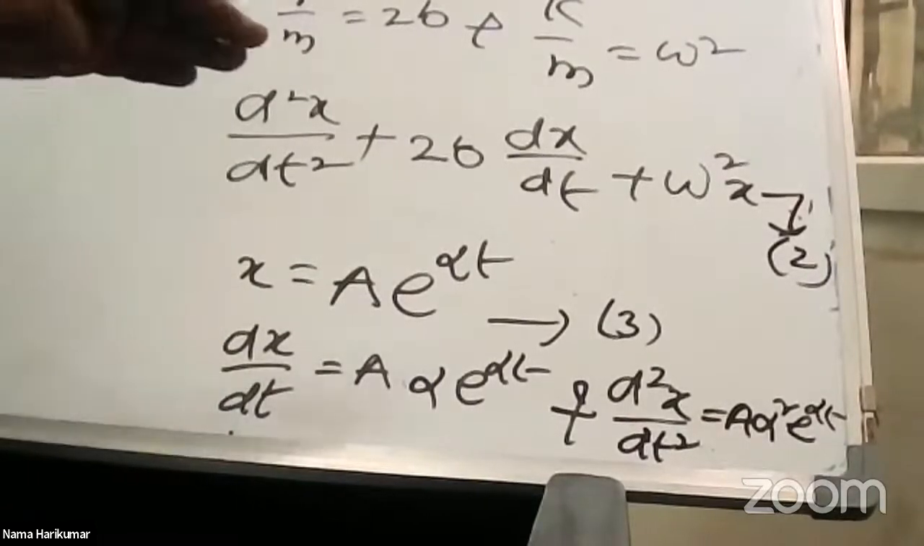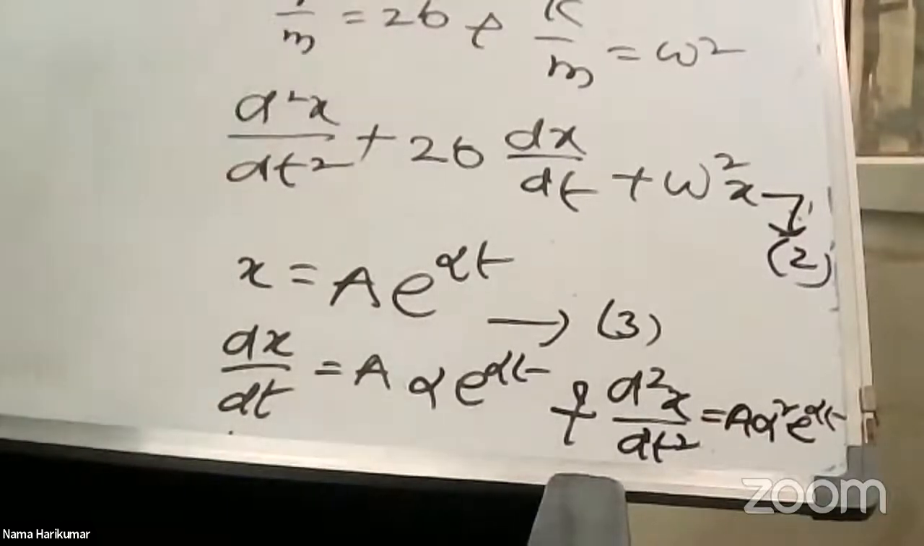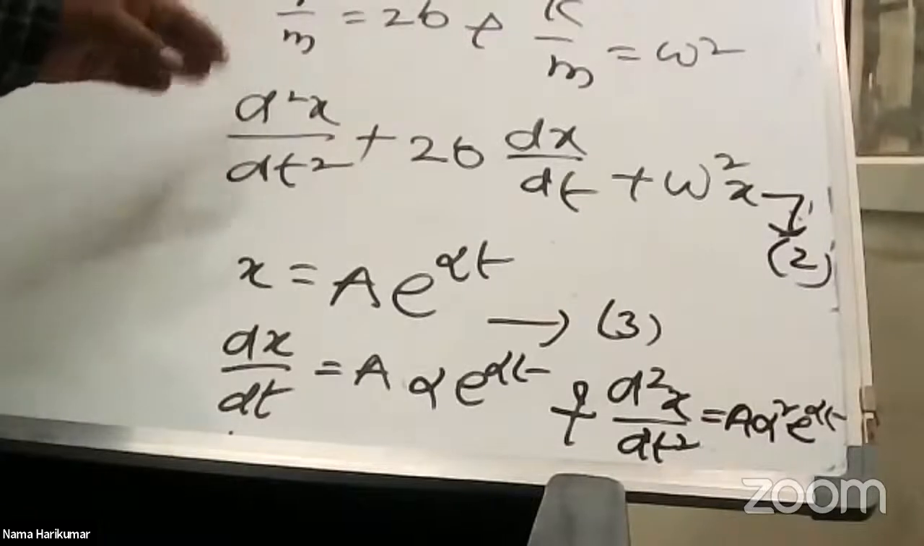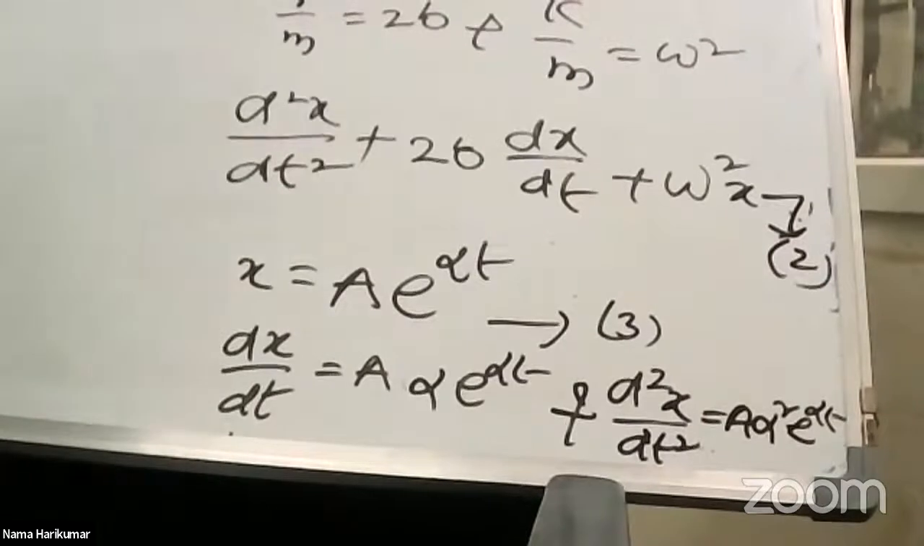So we differentiate up to the second degree. The first degree and second degree expressions we apply in the second equation, the damped harmonic equation. Finally, we will get one equation that is the solution of our equation. Take note of this first.